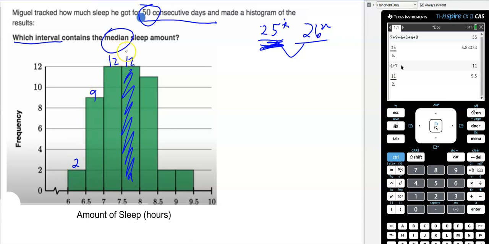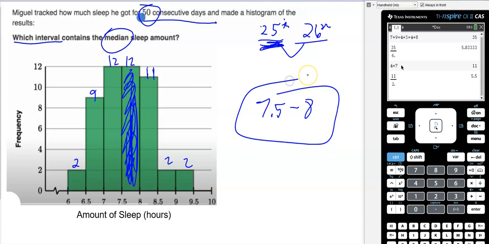21 plus 23 plus 3 and 4 would definitely be in this one. You could have counted from the other side. 2 and 2 and 11 is 15. So 15 plus 12 is 27. So the 25th and 26th term would be in this column between 7.5 and 8, somewhere in that range. That interval would be where it is.